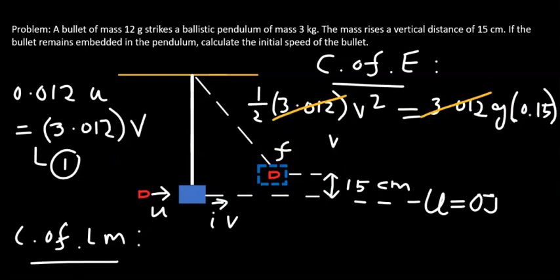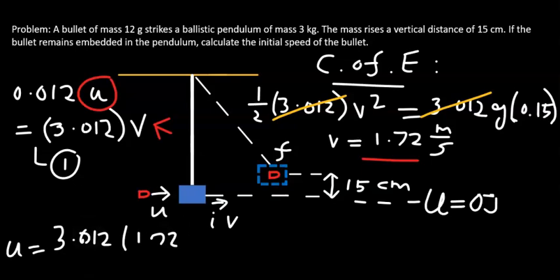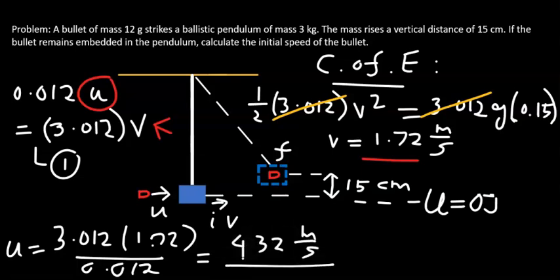And when you solve for v, you get 1.72 meters per second. Substituting the value that we have found for v inside equation 1, you can determine that little u. So your little u is 3.012 times v, which is 1.72, over 0.012, which will give you 432 meters per second. And that is the initial speed of the bullet prior to impact.